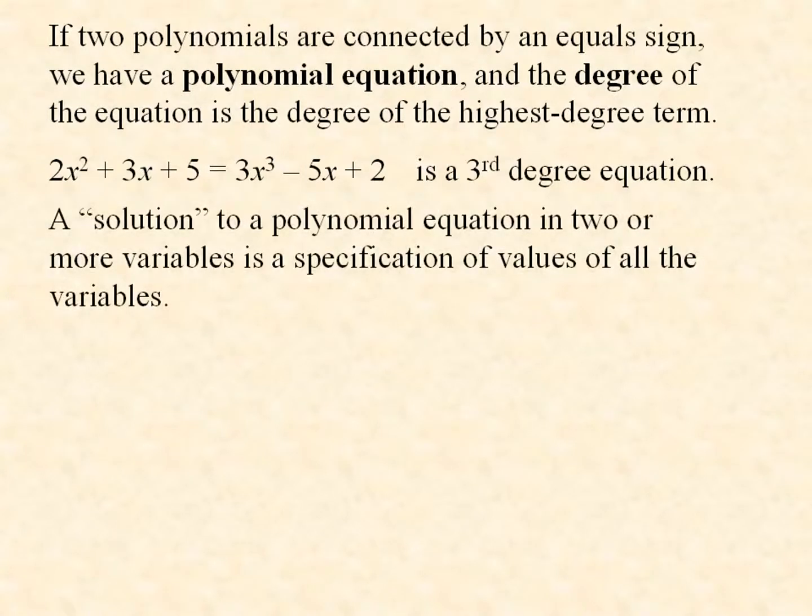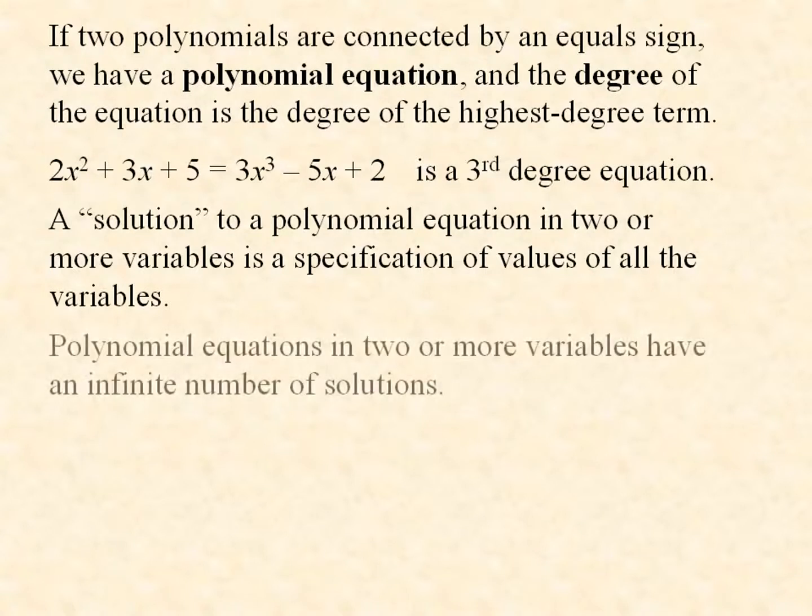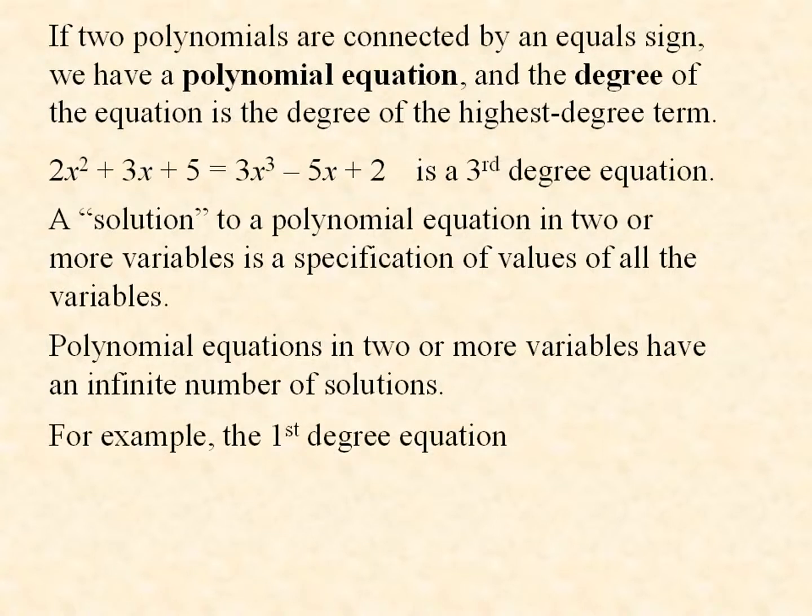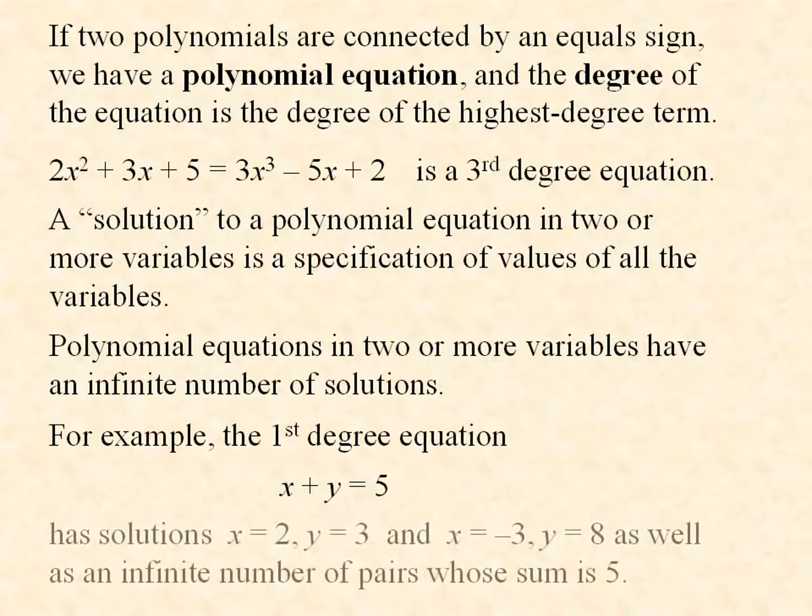A solution to a polynomial equation in two or more variables is a specification of values of all the variables. Polynomial equations in two or more variables have an infinite number of solutions. For example, the first degree equation, x plus y equals 5, has solutions x equals 2, y equals 3, and x equals negative 3, y equals 8, as well as an infinite number of other pairs whose sum is 5.